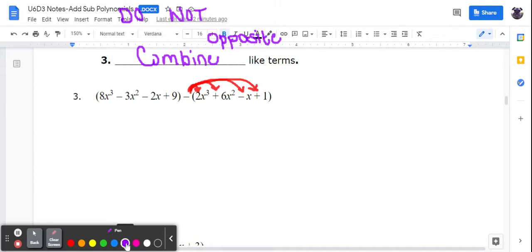So then right underneath this polynomial, we can write it underneath, and that's perfectly fine. We're going to go ahead and change all of these signs here. So a 2x to the third becomes minus 2x to the third. 6x squared becomes minus 6x squared. Negative x becomes positive x. And positive 1 becomes -1.